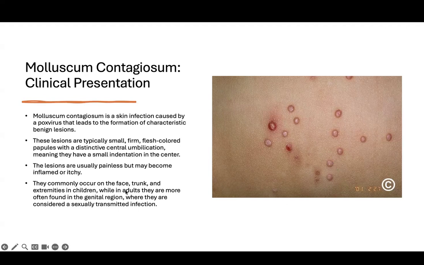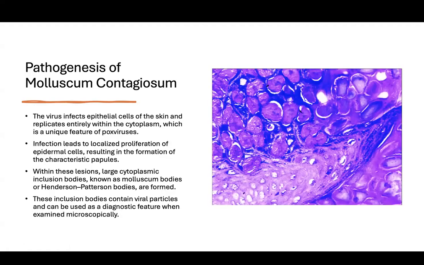Usually you get to see them on the face or trunk or extremities of children. Children are usually the ones that get infected with this one. In adults, they can be found in your genital regions, meaning that they can also be sexually transmitted, because again, it's skin to skin contact. But again, there's nothing really dangerous about them.